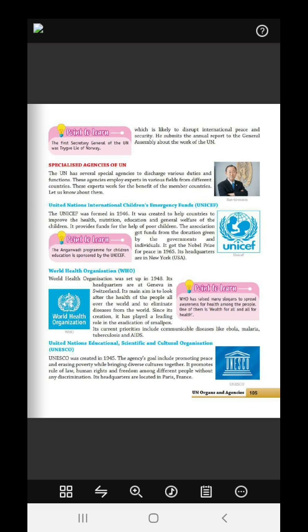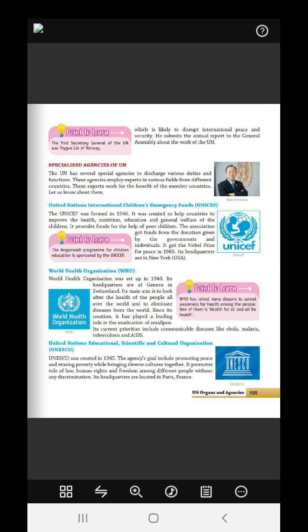World Health Organization. The World Health Organization was set up in 1948. Its headquarters are in Geneva, Switzerland. Its main aim is to look after the health of people all over the world and to eliminate diseases from the world. Since its creation, it has been playing a leading role in the eradication of smallpox. Its current priorities are communicable diseases like Ebola, malaria, tuberculosis, and AIDS.